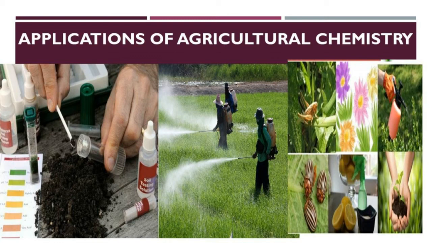Pesticides and insecticides. Crops are prone to disease caused by pests and insects. Chemically synthesized pesticides and insecticides are used to solve these issues. Chlorinated hydrocarbons, organophosphates, or carbamates are used as pesticides and insecticides.